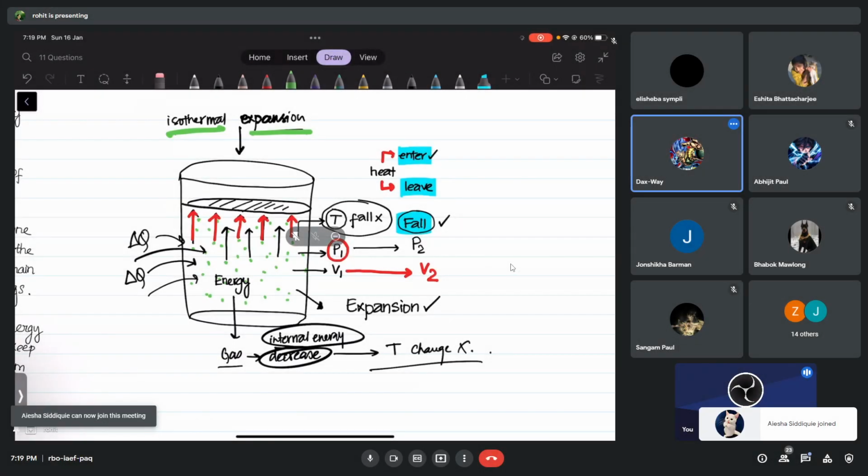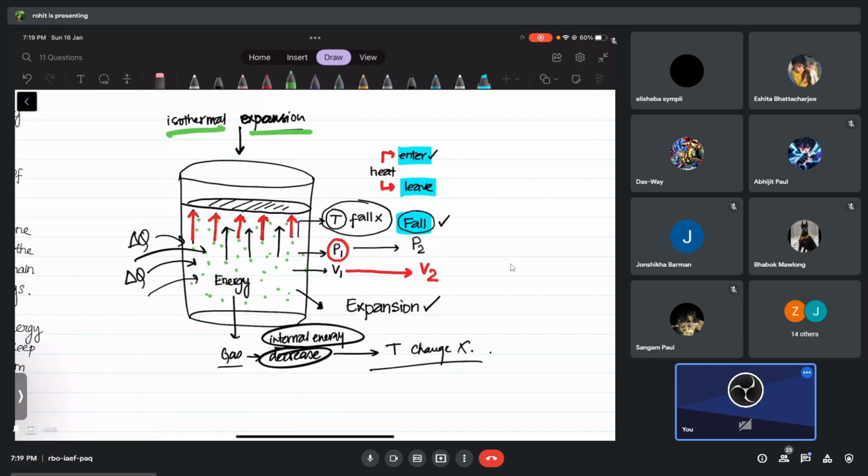And in such a process, obviously the pressure falls, because the walls are going far. But does the temperature fall or not? The temperature may remain constant, and if the temperature is remaining constant, what does it mean? Heat is entering the system from outside. That's why the temperature does not fall.